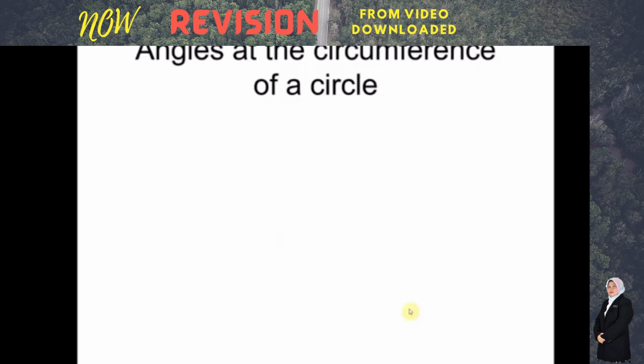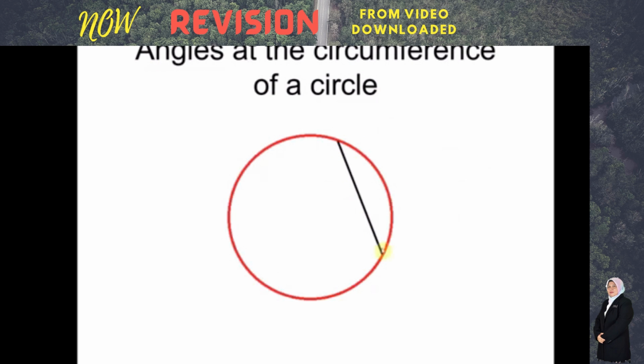We continue. Now, angles at the circumference of a circle. So what is the angle at the circumference? Okay, so let's say you have a circle here, and then you draw a line, which is called a chord, and we connect another chord here, and we label this point here as A, this point here B, this point here C. Now this angle is called angle ABC, written as this, angle ABC.